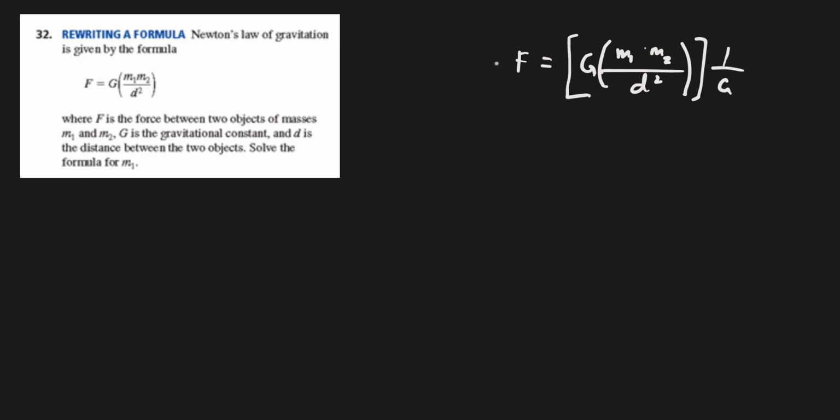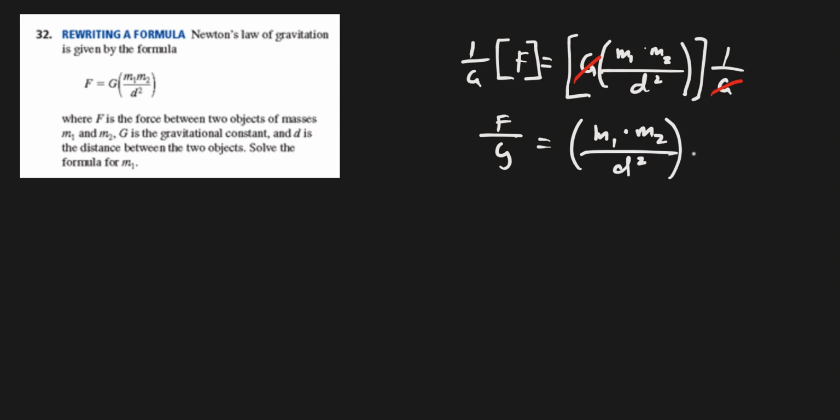Anyway, let's see what we want to do. We want to solve for m1, specifically. So let's rewrite this. The force is equal to capital G times m1 times m2 all over d squared. Now, first things first, I will get rid of this G. I will multiply this whole thing by 1 over G, or basically divide it by G. I like to multiply by 1 over G because it looks neater. This is going to cancel this and this, giving us F over G is equal to m1 times m2 over d squared. We can now multiply by d squared on both sides of the equation.